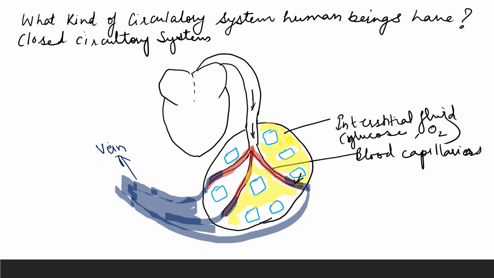So I hope this much is clear to you. And now in the next slides, we will talk about the components which we already talked about. There are three components. Number one is the heart, the second is the blood vessels, and the third one is the blood. So we will talk about these components in the next slides.